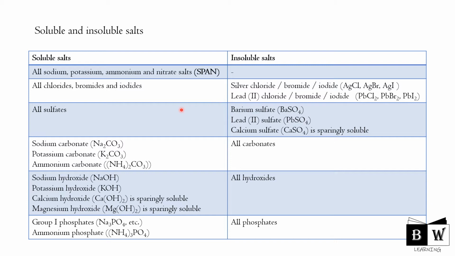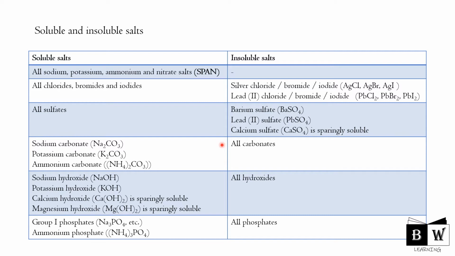Moving on to the sulfates, most of them are soluble. Again, we have a few exceptions. The first one would be barium sulfate, which is a white precipitate. We also have lead-2 sulfate and calcium sulfate, which is sparingly soluble. So calcium sulfate is soluble in water, but to a very low extent, and it reacts very slowly. So therefore, we tend to classify calcium sulfate as an insoluble salt.